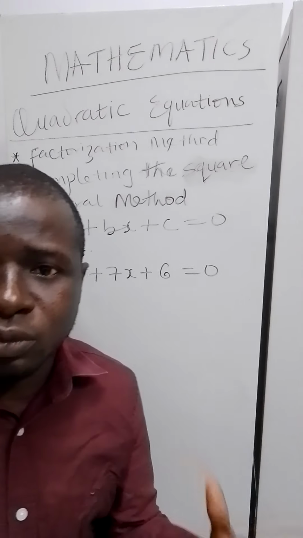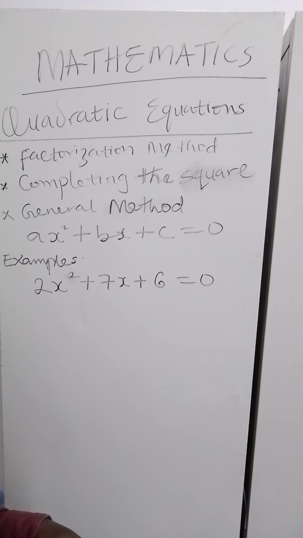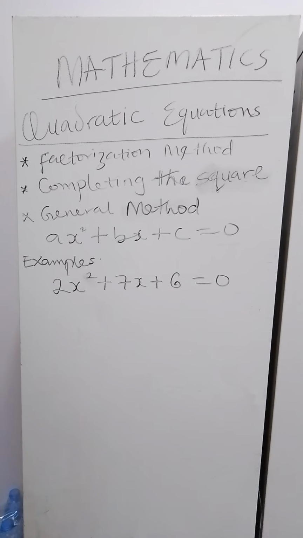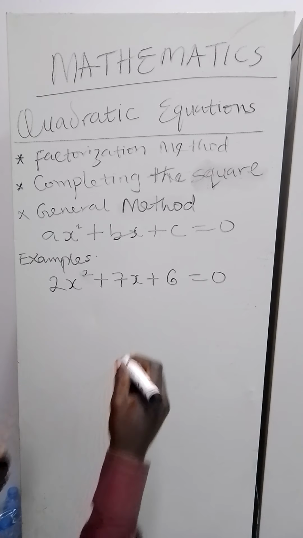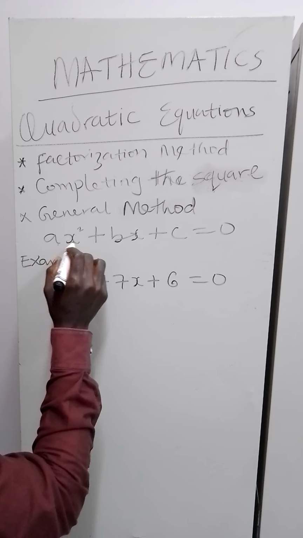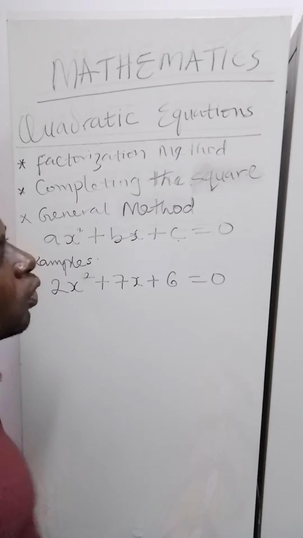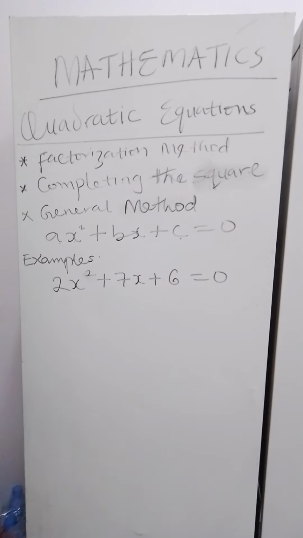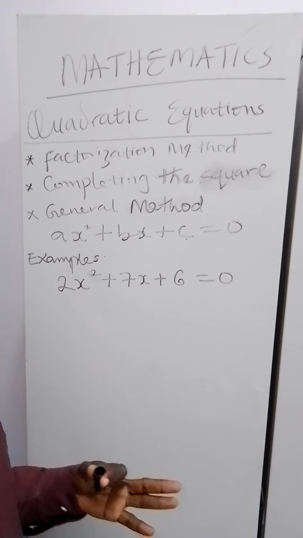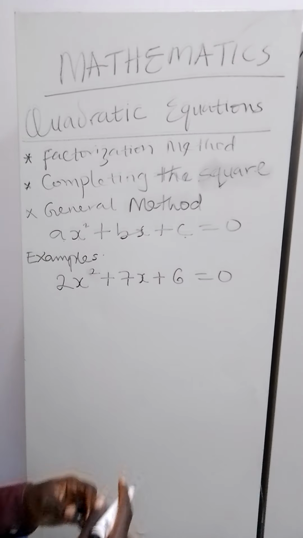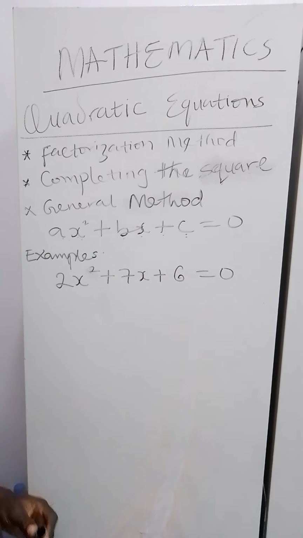But for the interest of today's class, we are going to focus on the factorization method. How do we apply the factorization method in solving a quadratic equation? Now, look at it. This is the definition of a quadratic equation: ax squared plus bx plus c equals 0. This is how a quadratic equation always looks like. Any equation that looks like this is known as a quadratic equation: ax squared plus bx plus c equals 0.